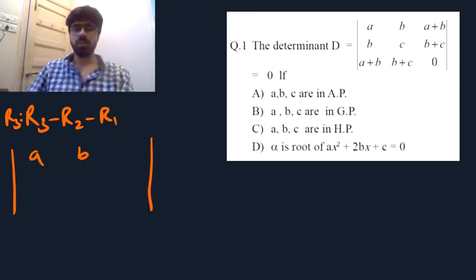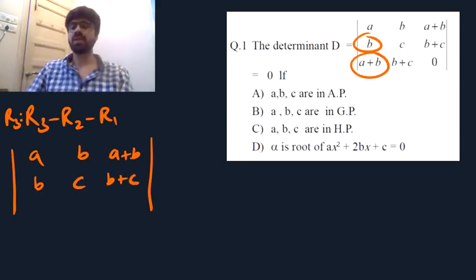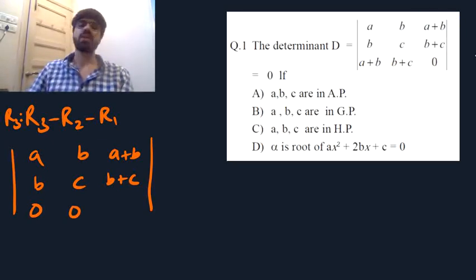So there will be a, b, a plus b, then there will be b, c, b plus c. Here we will have R3, that is this minus this minus this, so that will be 0. Then this minus this minus this will again be 0. And then we have this minus this, that's making it minus 2b minus a minus c. The determinant value has been given to us as 0.